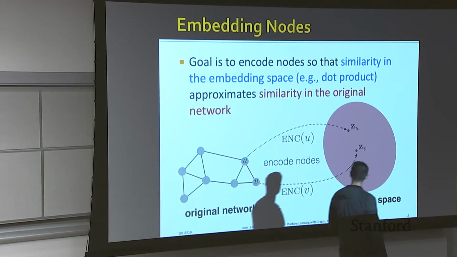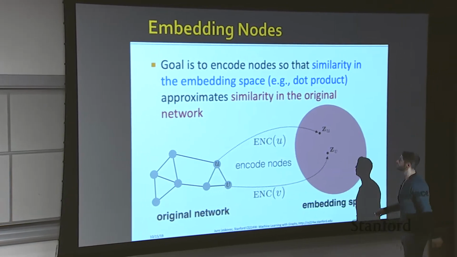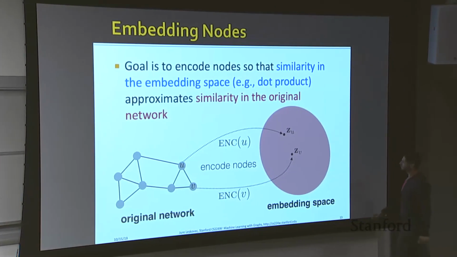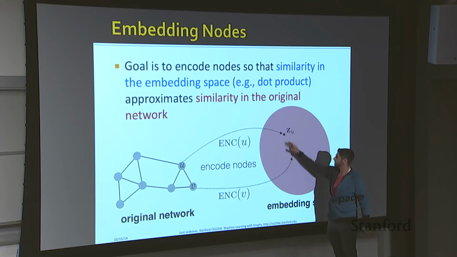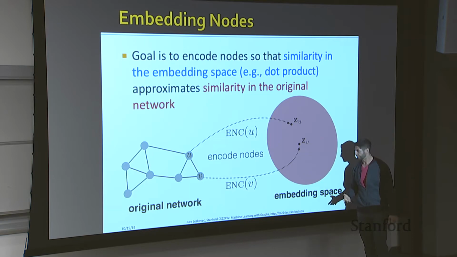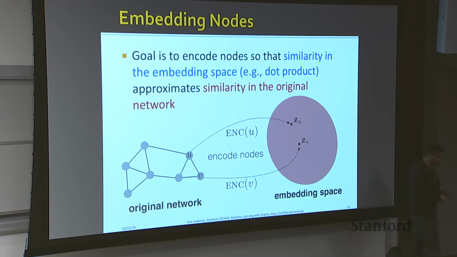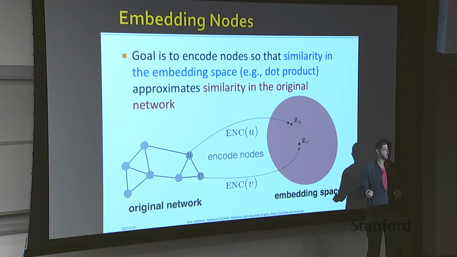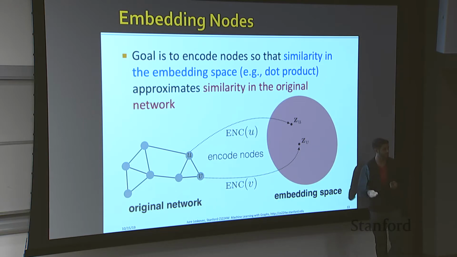Okay, so our goal is to encode nodes in such a way that the similarity in our embedding space approximates the similarity in the original network. For instance, these are the vector representations of our nodes U and B. If we take the dot product as a way to represent their similarity, this approximates well the similarity in the original network. Now, this sounds like basically a chicken and egg problem.